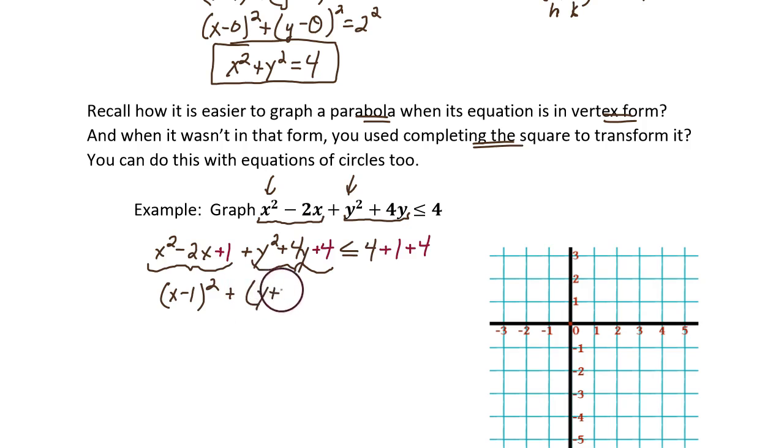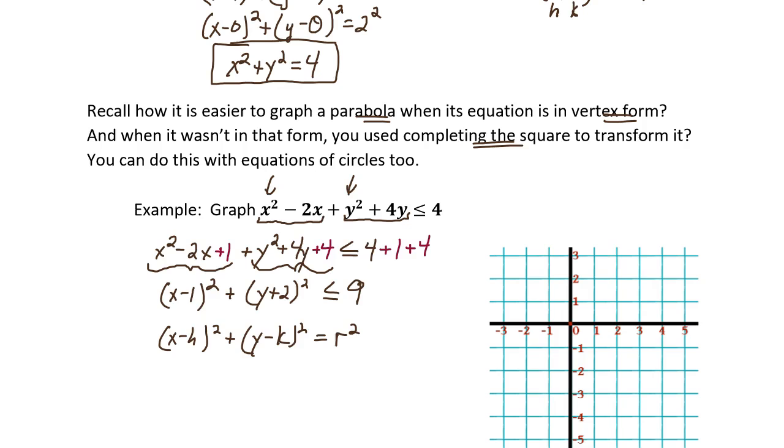It's y plus 2 squared. Then on the right side, add these numbers up. It turns out to be 9. This fits our general form for a circle. Remember what it was? It was x minus h squared plus y minus k squared, and then it was equals r squared. We don't have an equals, we have a less than symbol. That just means we're going to have some shading in our picture.